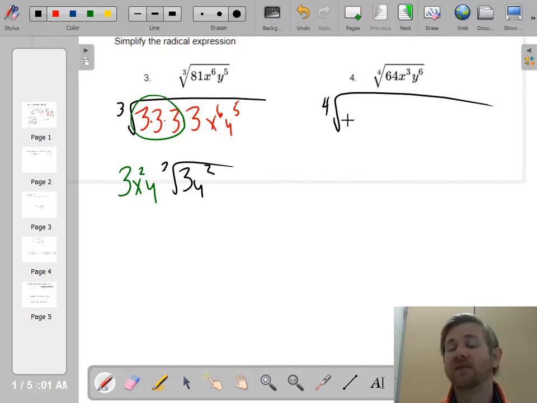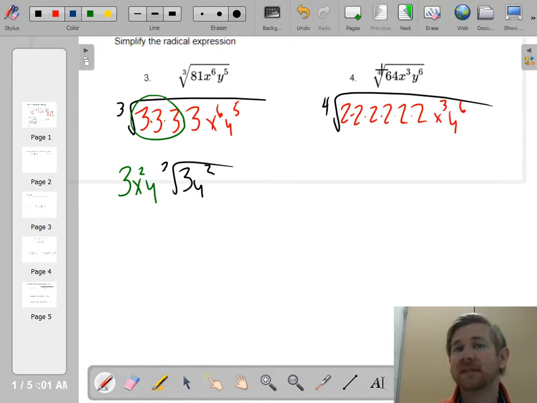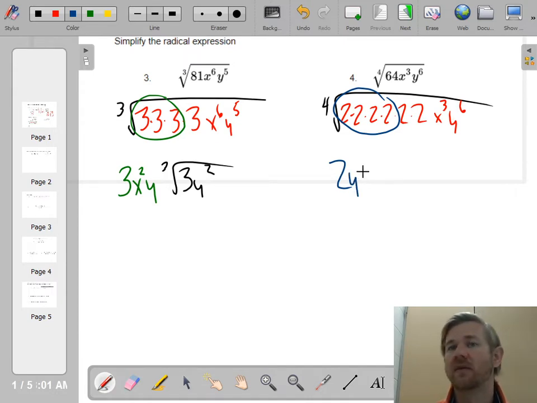Same idea here. 64 is a power of 2. So we'll do 2, 4, 8, 16, 32, 64, x cubed y to the 6th. We're looking for groups of 4 because it's a 4th root. Got one. So that 2 makes it out. There's not enough x's. There are enough y's. There's one set of 4 for the y's.